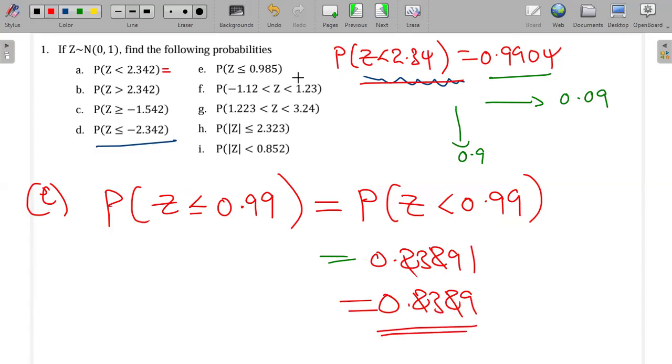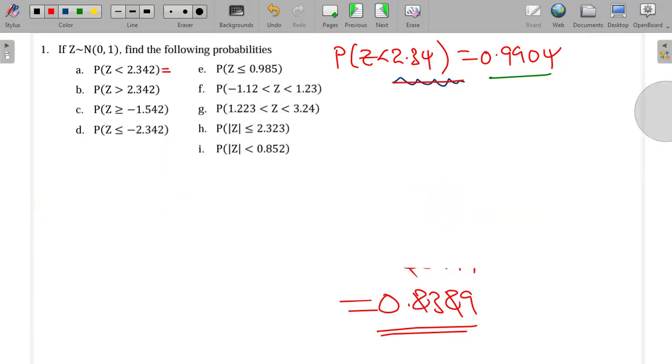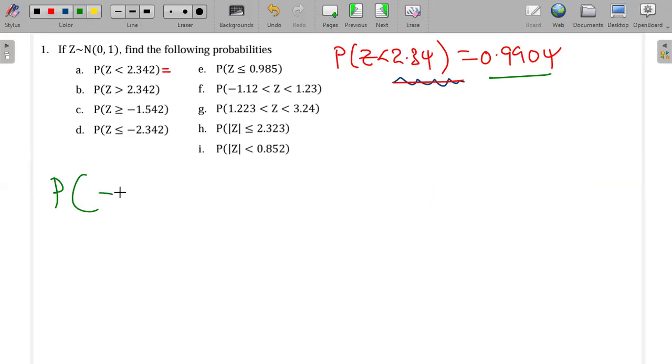Now let's solve something different, because here we just had Z being less than or greater than one number, but here you can see it is between two numbers. This simply means what we can see on top. So let's solve it. We start with F: the probability that minus 1.12 is less than Z, which is less than 1.23.